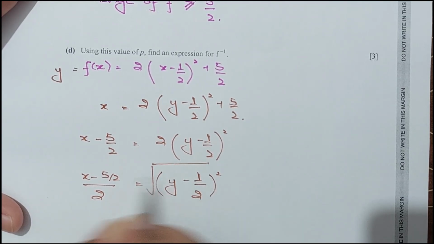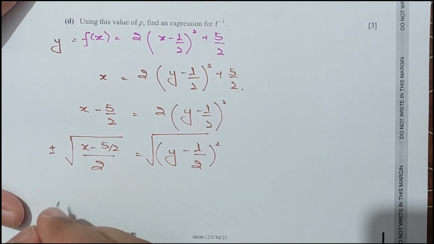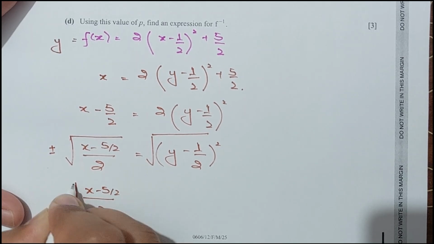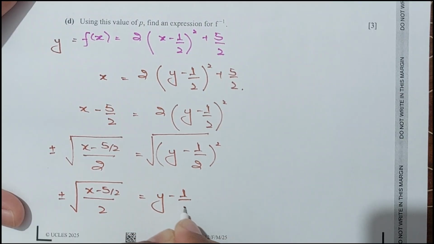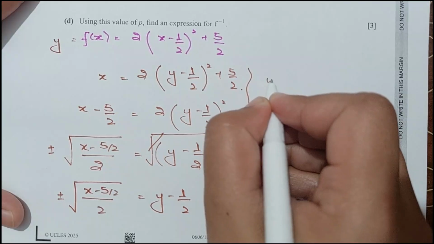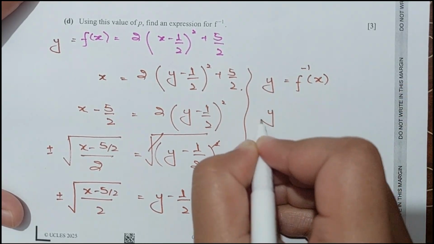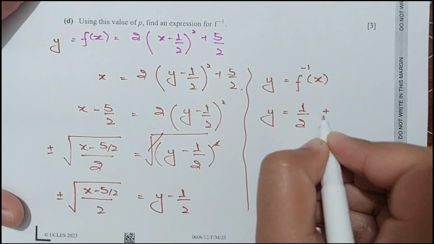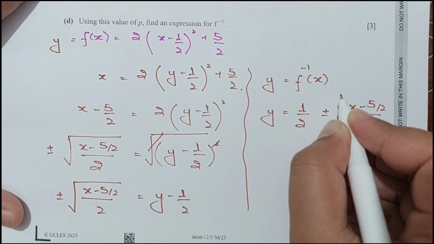Now take the square root on both sides, with plus or minus. The root of (x minus 5/2) divided by 2, plus or minus, equals y minus 1/2. The square and the square root cancel out. This y is my f inverse of x. Keep this in mind. Now y equals 1/2, which moves to the other side and becomes positive, plus or minus the root of (x minus 5/2) over 2.